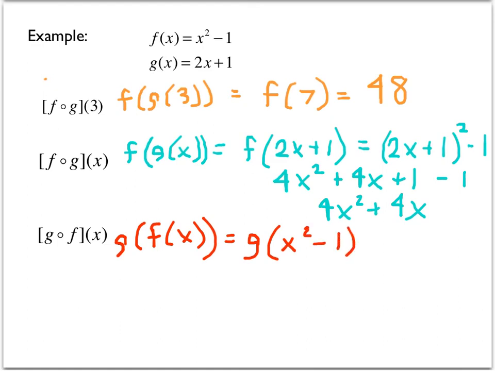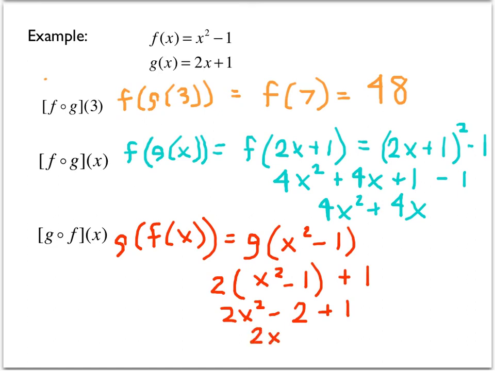And then I'm going to put that x squared minus 1 in the g function. So in this case, I have 2. That's my g function up there. Here we go with my x squared minus 1. That has to be in parentheses, plus 1. Do a little distributive property here, and I get 2x squared minus 2. The plus 1 is still there. My final answer then ends up to be 2x squared minus 1. So there's a couple of good examples of this composition and what that looks like.